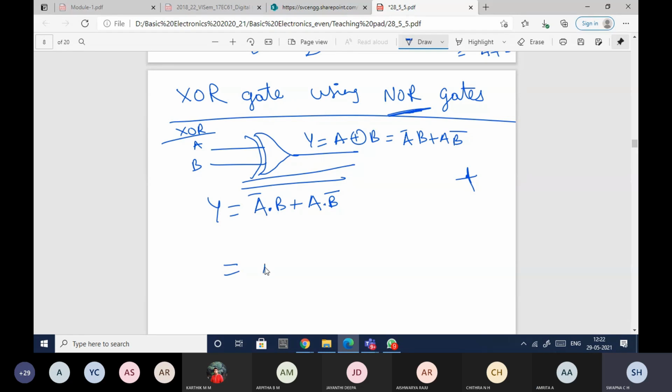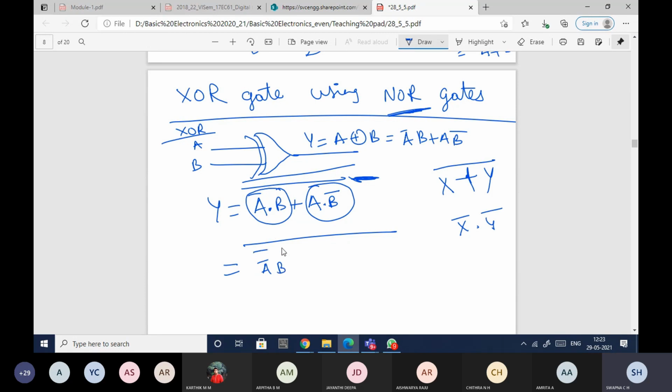So it will become A bar, and the second complement I'm using and expanding. The first complement I'm keeping as it is, and the second complement is in the form of x plus y bar. Okay, x plus y bar can be represented as x bar dot y bar. In place of x you have A bar B, in place of y you have A B bar. So x bar is nothing but A bar B whole bar, and plus will turn to dot. And here I have A B bar whole bar.